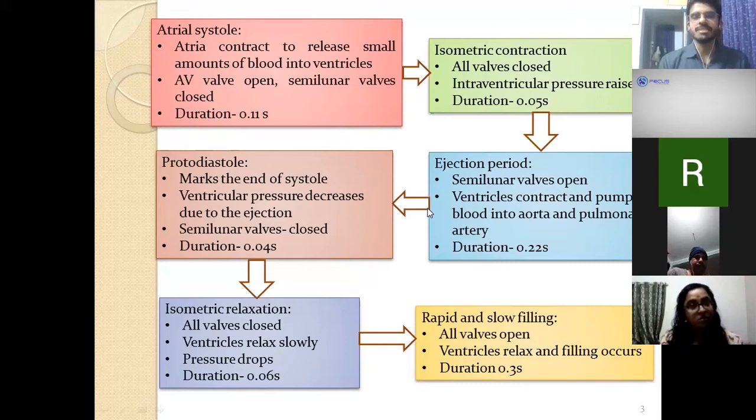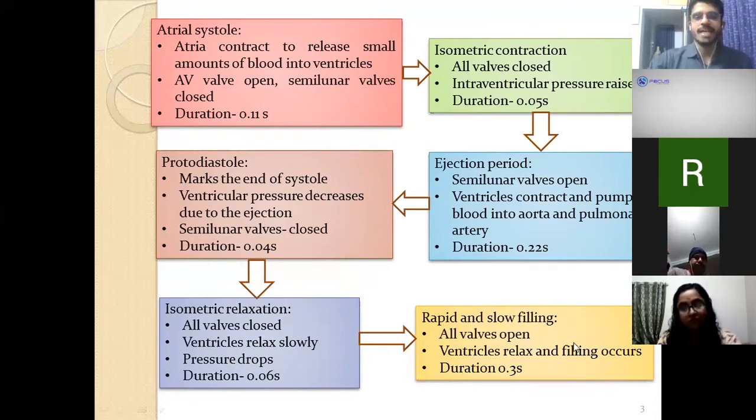In this, the length of the fibers remains the same, but the tension in the ventricles is gradually reduced. So the ventricles start relaxing slowly. Here, all the valves are closed. Very important: all valves are closed during isometric contraction and isometric relaxation.